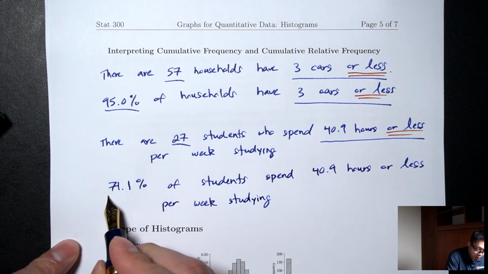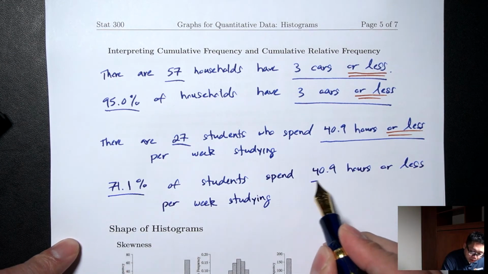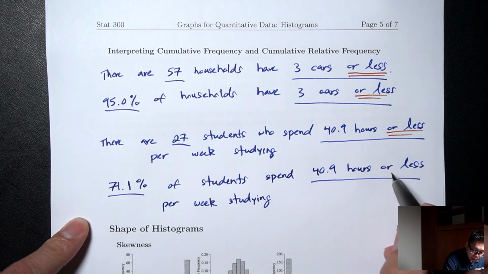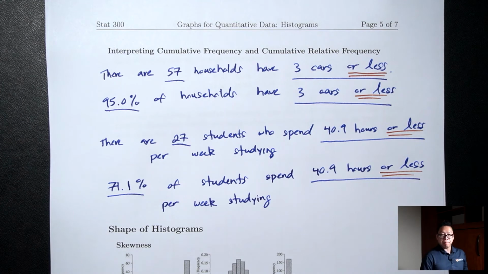Okay, I'm looking for you to convert to a percent. And then what's special about these 71.1%? They spend 40.9 hours or less per week studying. And anytime you're doing anything that has the word cumulative, throw in the words "or less."